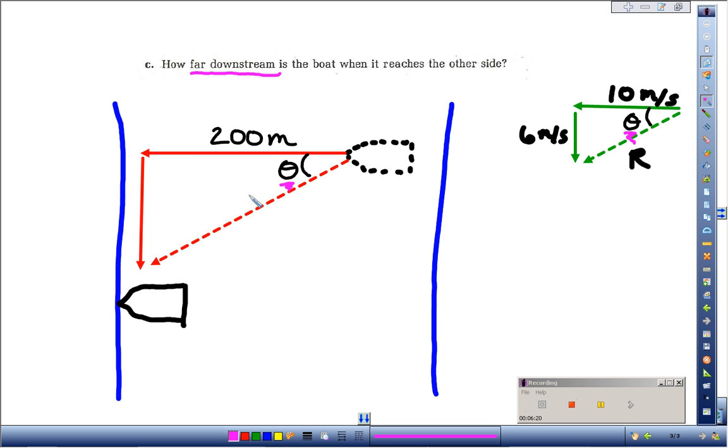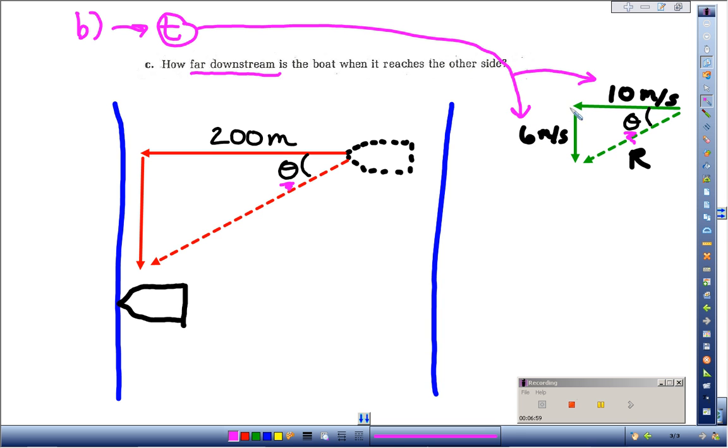Okay, there's actually two ways that you could solve this part. If you realize that from part B, you had found a time, the time that it takes to get across the river, widthwise, you could use that time and realize it's the same time that it would take for you to move in the vertical direction as it would be if you were to move in the horizontal direction, as it would be for you to move along your resultant direction. The time that it takes to hit the other side has to be the same in all of those cases.